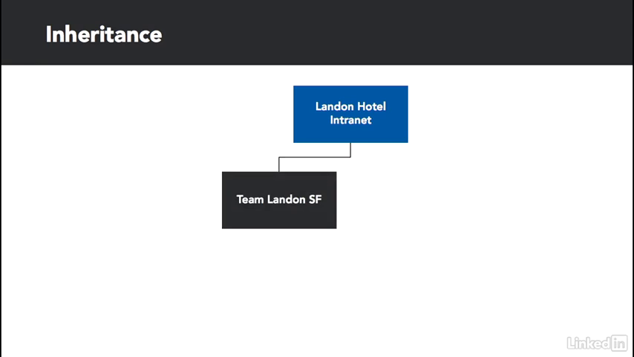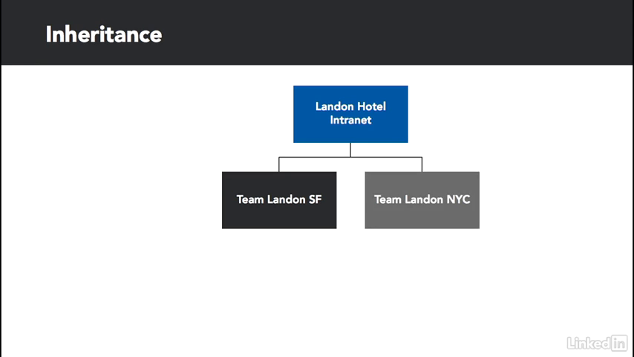Then we have the Team Land and SF site. And it's possible for me to do one of 2 things. Either I can set unique, different permissions for Team Land and SF, or I can inherit the permissions that already exist on the Land and Hotel intranet site. When I created Team Land and SF, I inherited the permissions that are already there because it's the easiest thing to do when I'm starting. When we created Team Landon for New York City, we did the same thing. We inherited the permissions from the Land and Hotel intranet.